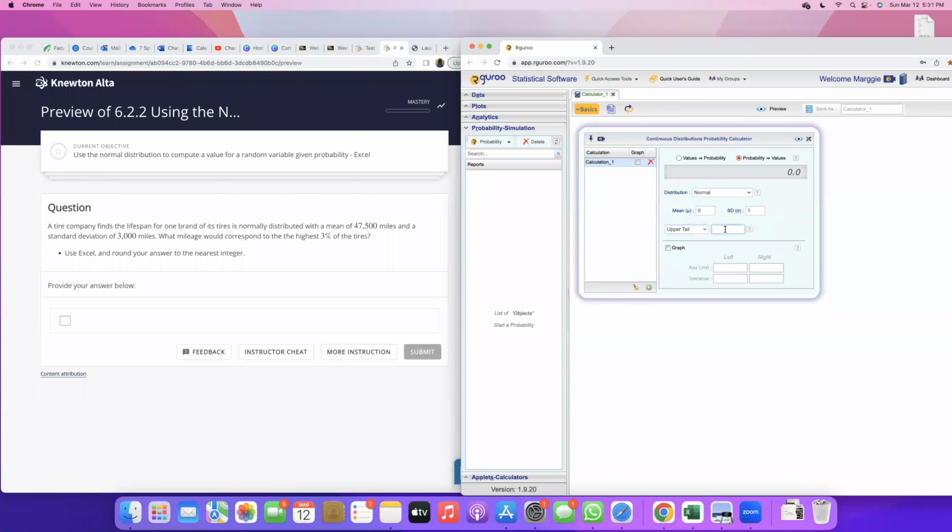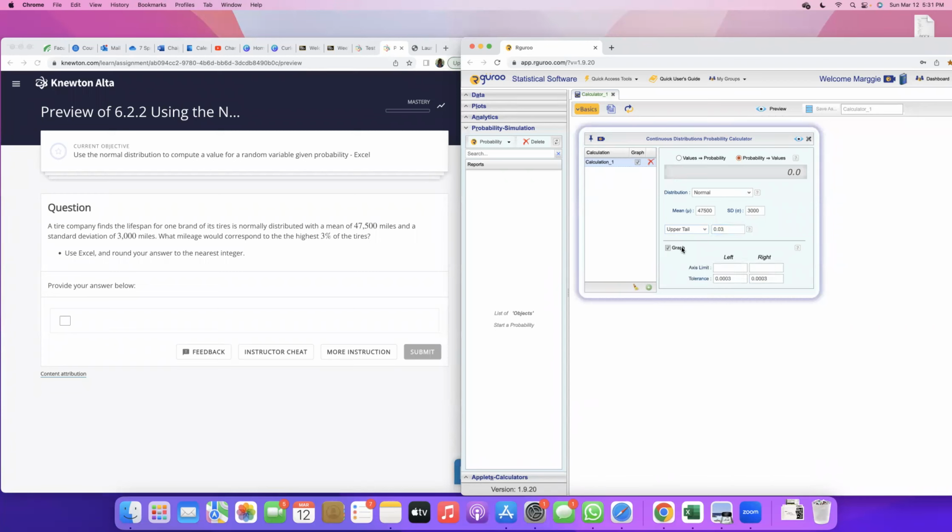And I want to enclose 0.03, which is the 3% of tires. Then we go here and write the mean, which is 47,500. And the standard deviation, which is given to us, is 3,000. No commas, just the numbers. 47,500 miles for the mean, 3,000 miles for the standard deviation. We want the upper 3%, so we have the upper tail, the highest values of the distribution, and I want to enclose that 3% of the area under the curve.